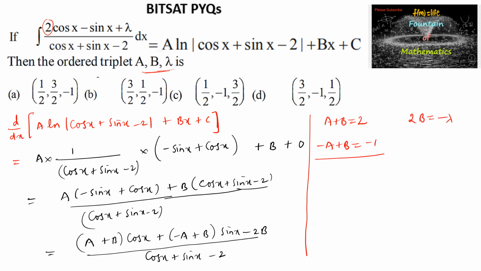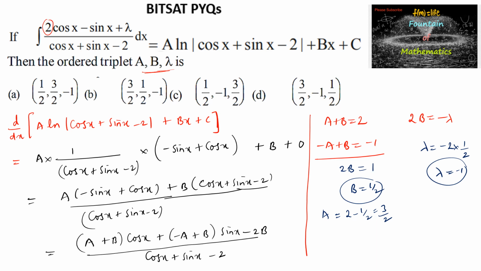So by solving these two equations, adding both equations, 2b is equal to 1, so b is equal to half. When b is half, a is equal to 2 minus b, that is 2 minus half, that is 3 by 2. So the value of a is 3 by 2, and the lambda value is minus 2 times b, that is minus 2 into 1 by 2, so lambda is minus 1. So a is 3 by 2, b is 1 by 2, and lambda is minus 1. So the ordered triplet is 3 upon 2, 1 upon 2, and minus 1, which is option B. So option B is the answer.